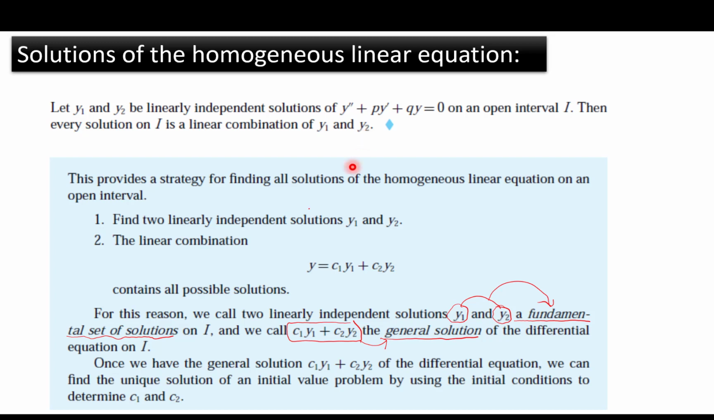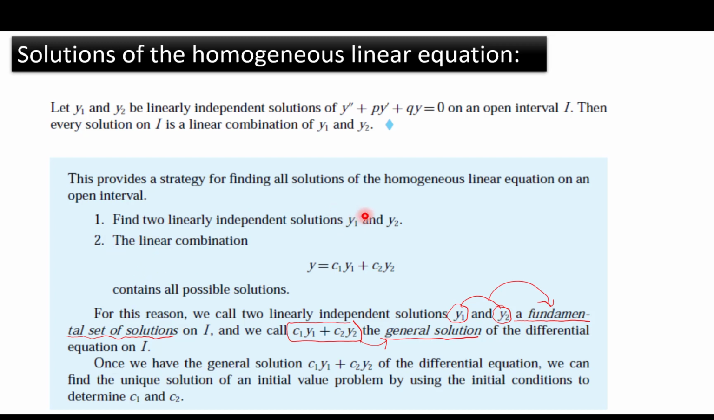Okay, so let's go through the explanation of these two sentences. This provides a strategy for finding all solutions of a homogeneous linear equation on an open interval I. Number one, find two linearly independent solutions, y1 and y2. We are going to learn this in the next lecture. And number two, we check the linear combination.